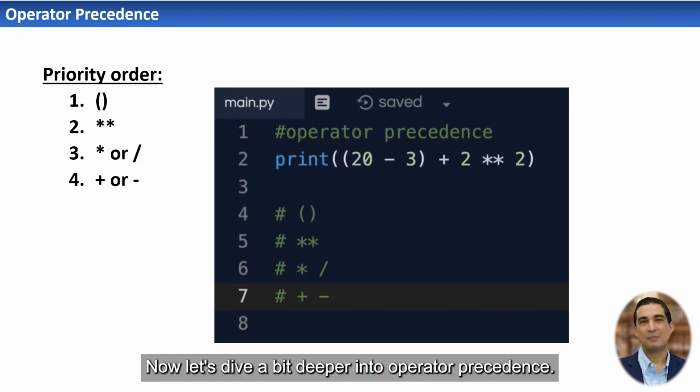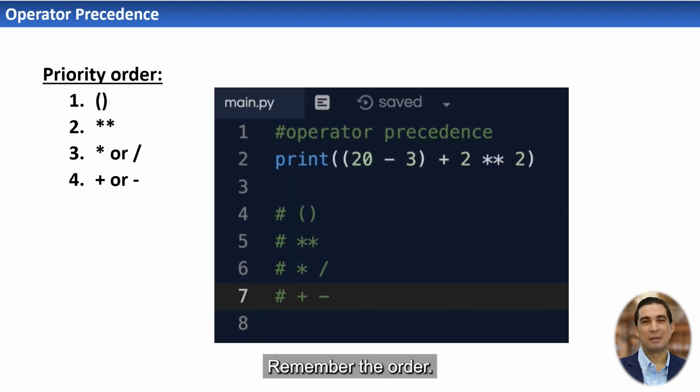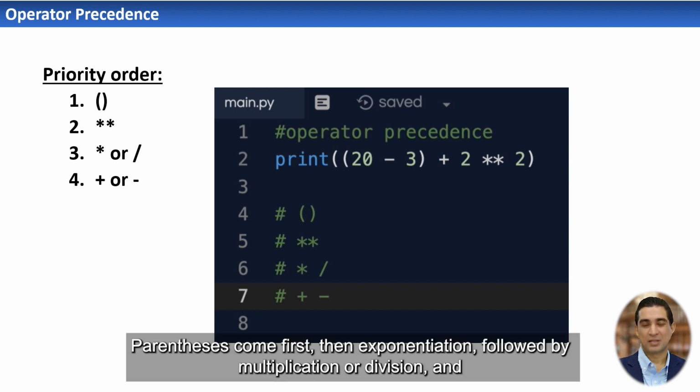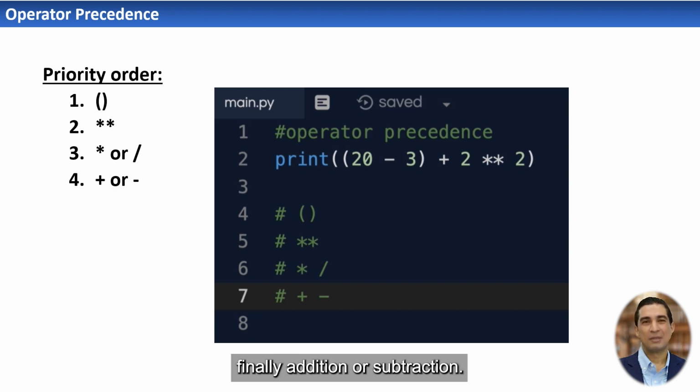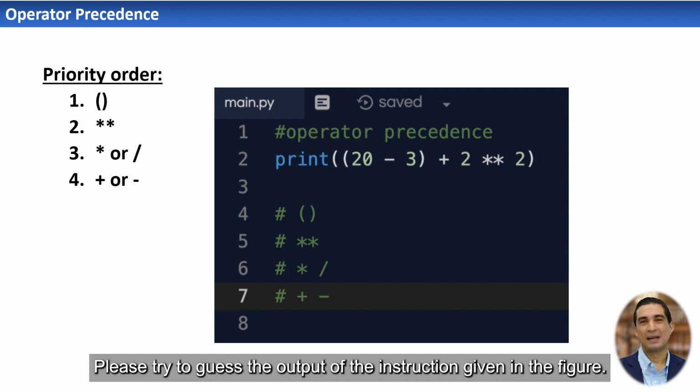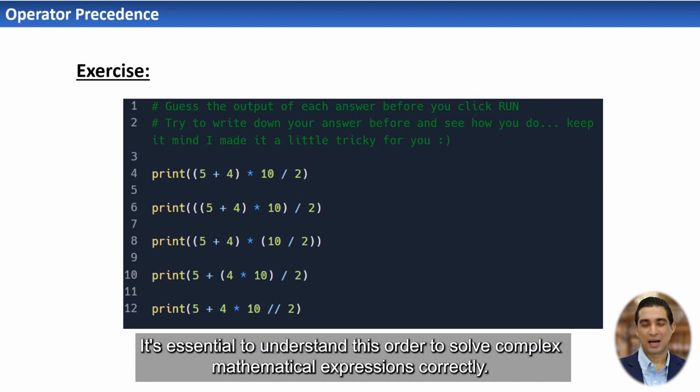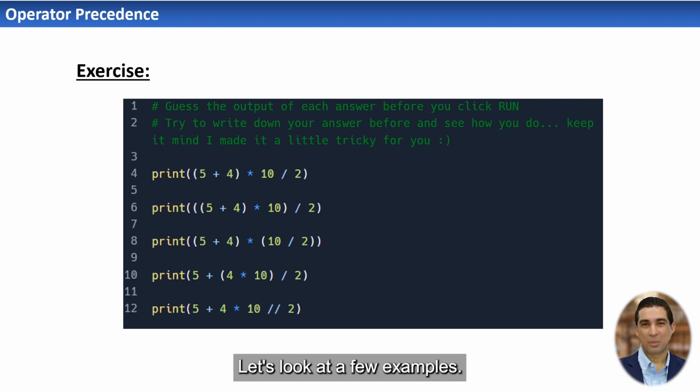Now, let's dive a bit deeper into operator precedence. Remember the order. Parentheses come first, then exponentiation, followed by multiplication or division, and finally, addition or subtraction. Please try to guess the output of the instruction given in the figure. It's essential to understand this order to solve complex mathematical expressions correctly.